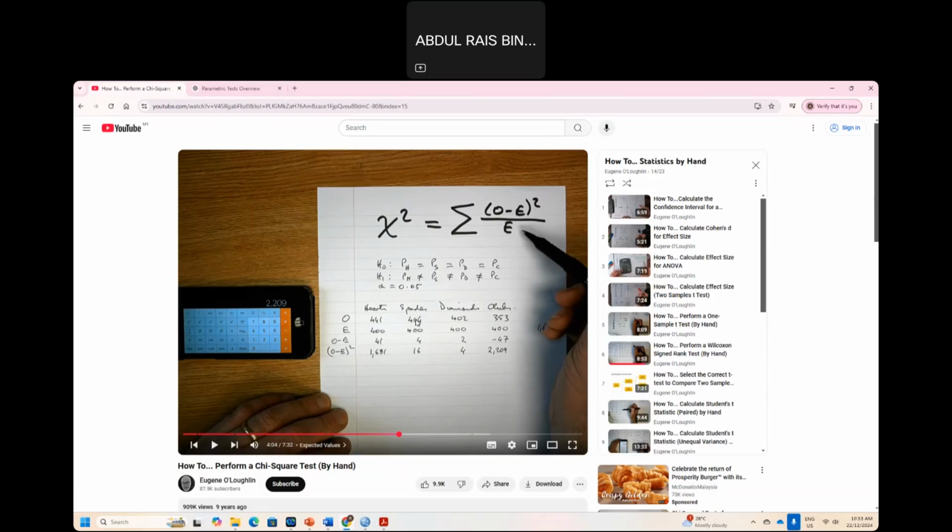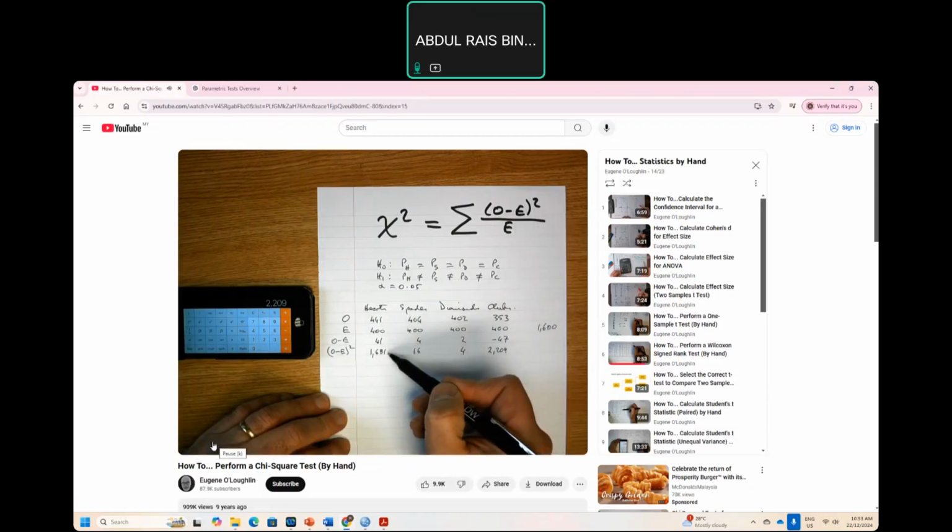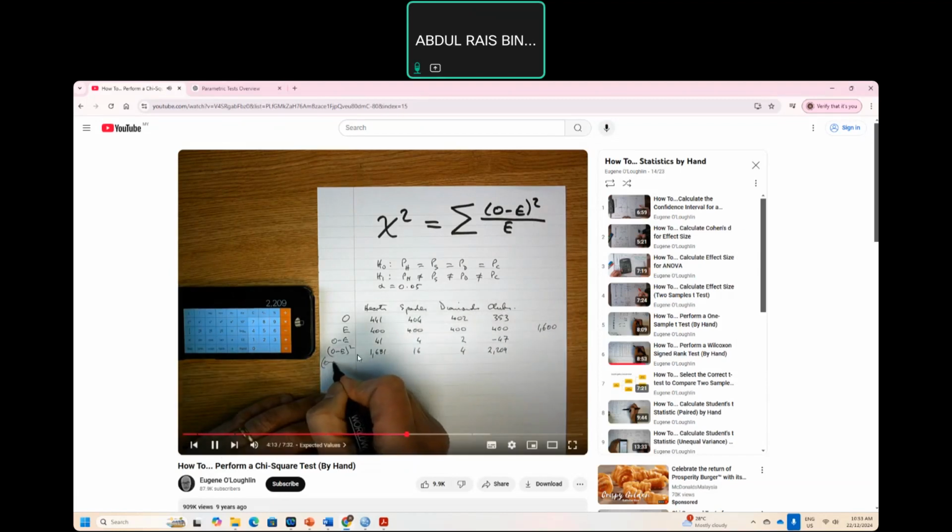O minus E untuk yang 404 minus 484, and then kita kuasa 2 kan. Okay. Calculation is we need to divide that number by the expected value. So for hearts, that's going to be 1,681 divided by 400. So let's write that in. O minus E squared divided by E.